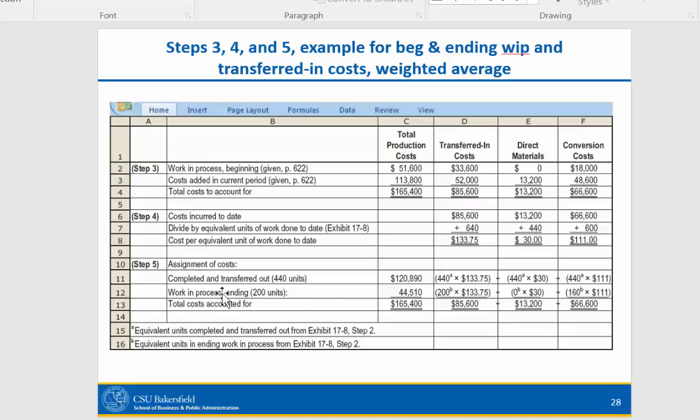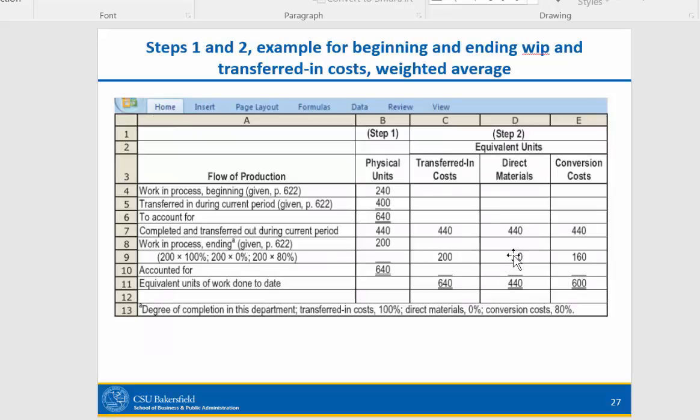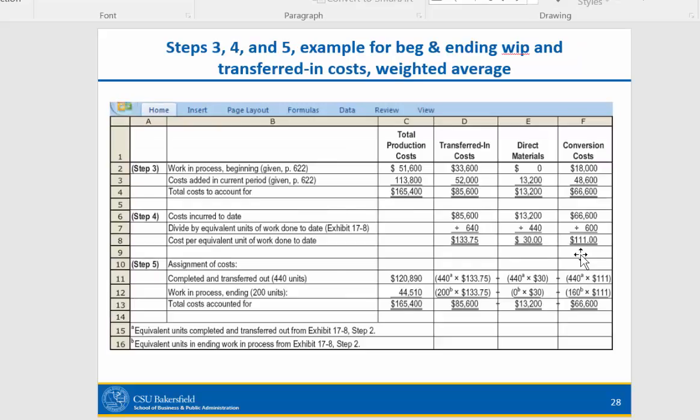Then you do have the work in process, so the ending 200 units, and be careful that you're going to use the 200 and 160 to figure out the cost left in the WIP inventory within the testing department. So you're going to have 200 multiplied by the same unit cost, and because here is a 0, you get a 0 there, and you have 160, which is not 200 because of 80% of completion. So 160 multiplied by 111, it will give you the cost in ending inventory. So therefore, you can actually add those costs together.